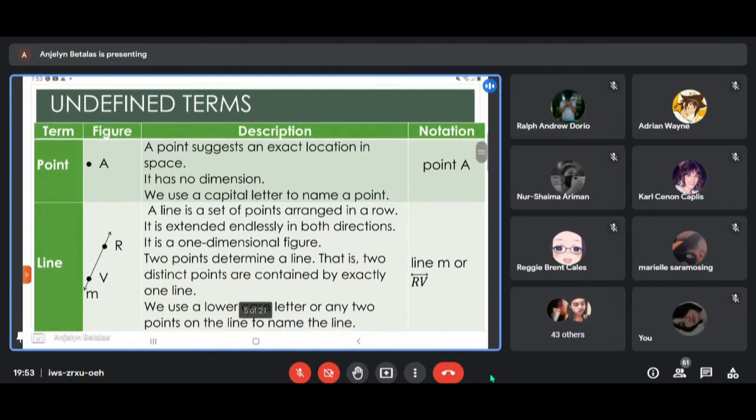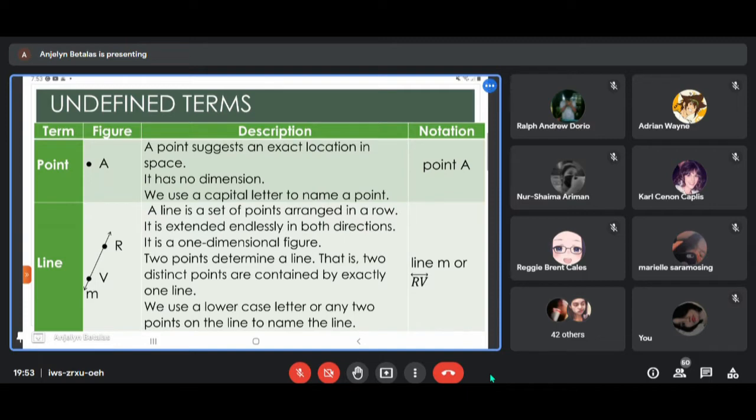So let's proceed to undefined terms. Let's have here the figure. You have there the dot. That is a point. The dot represents the point. A point suggests an exact location in space. We read that as point A. We can name it as dot A or point A, symbolically dot A or point A.